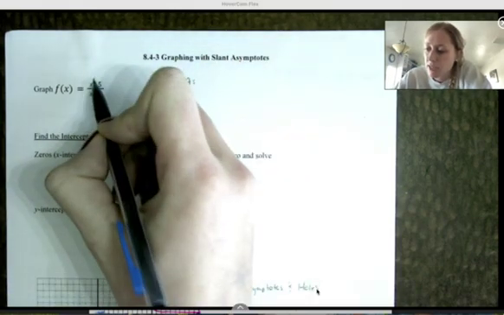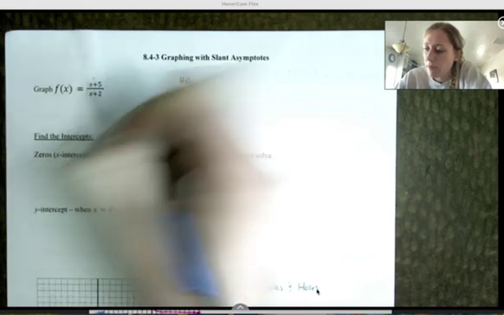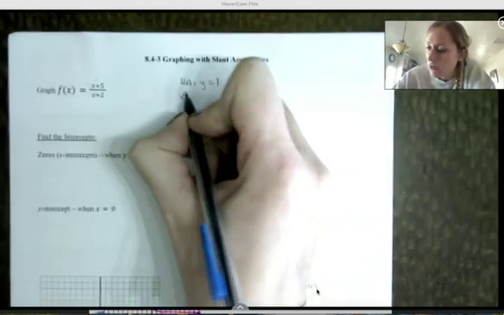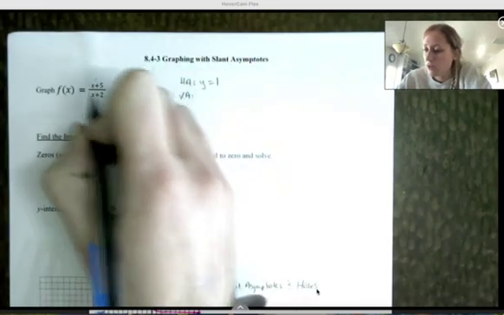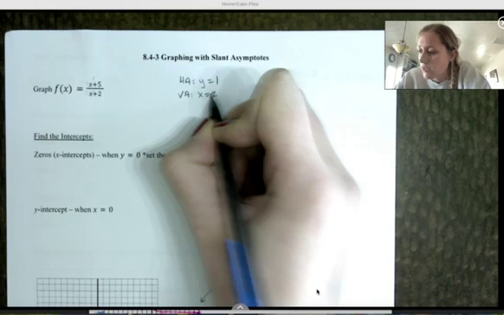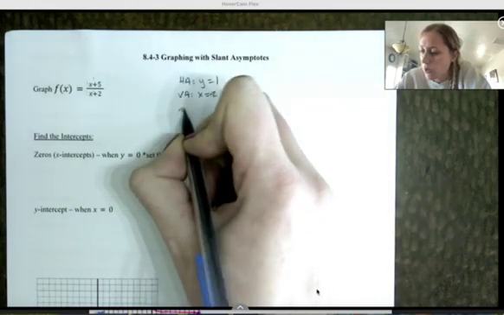So here my degrees are the same. So I have 1 divided by 1. So that is our horizontal asymptote. Vertical asymptote, what makes the denominator equal 0? No common factors. So there is our vertical asymptote and no holes.